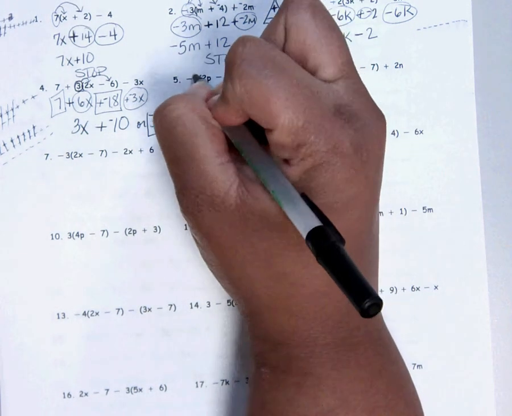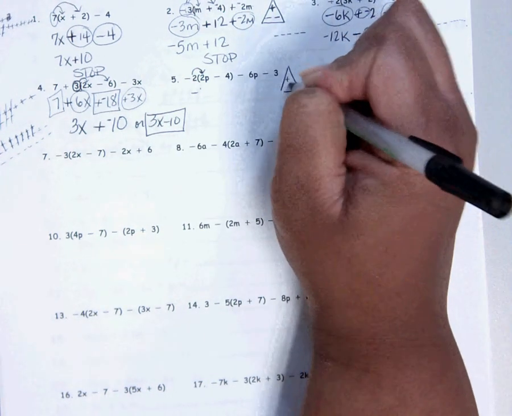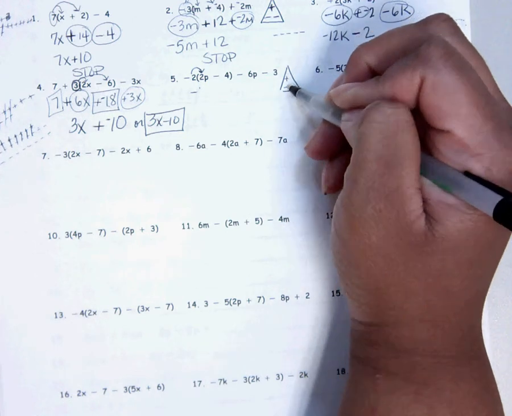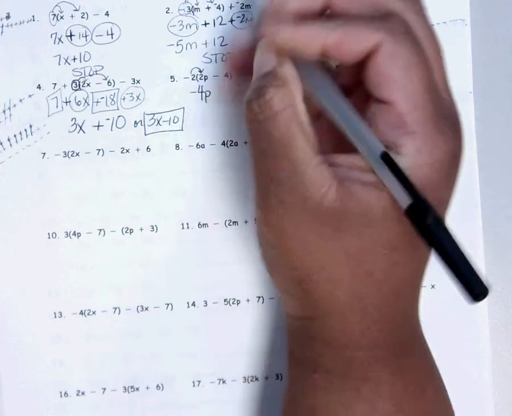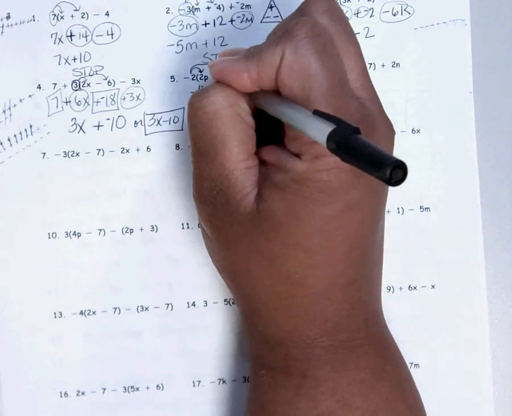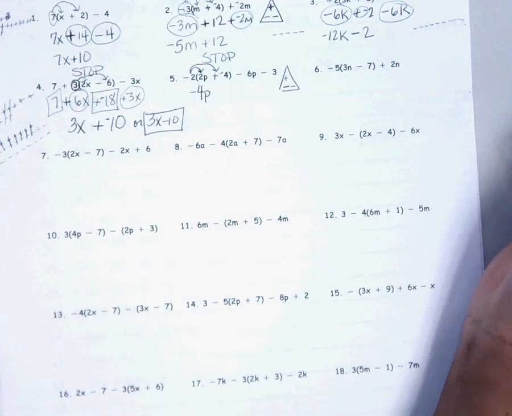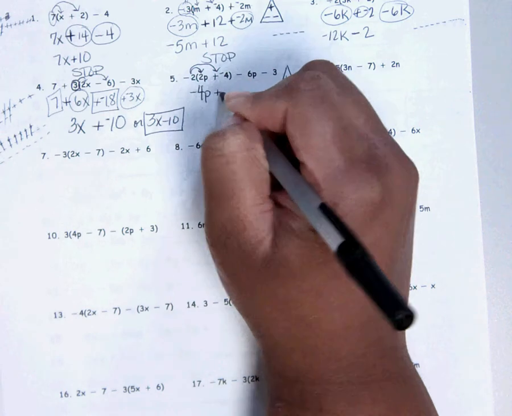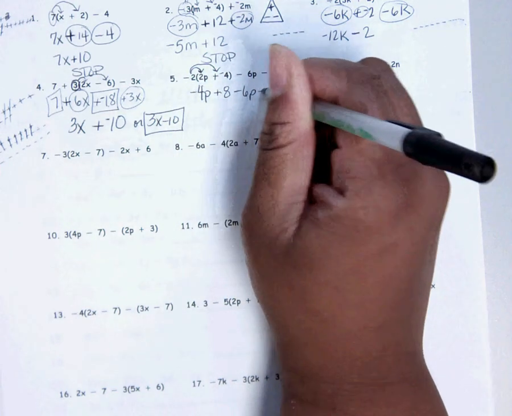Negative 2 times a positive 2. A negative times a positive is a negative. So negative 4p. Then we do negative times, well, that's plus a negative, right? And then negative 2 times negative 4 is positive 8. Minus 6p minus 3.